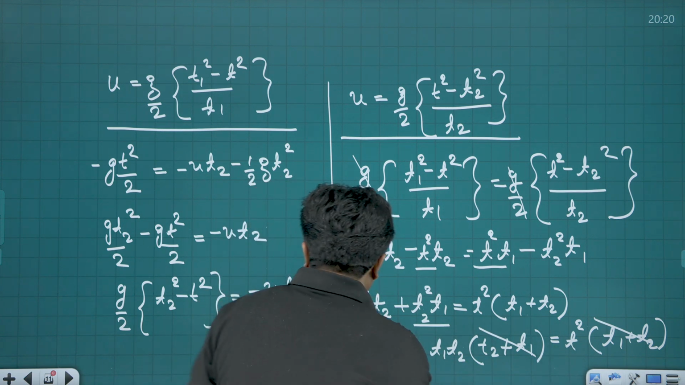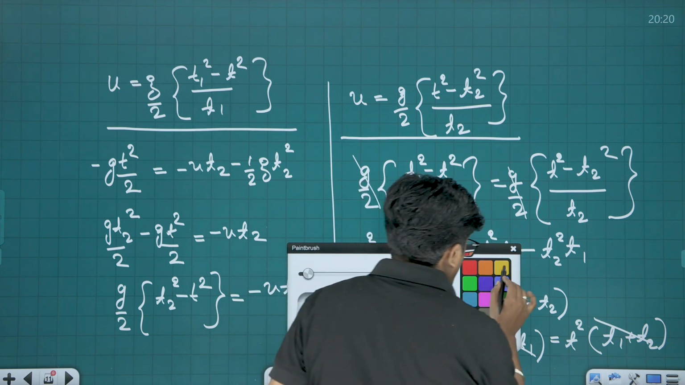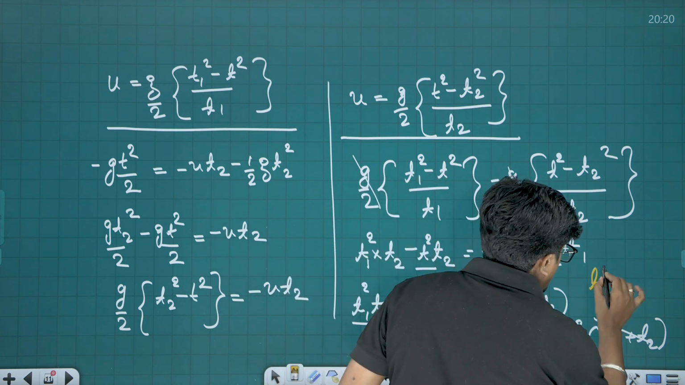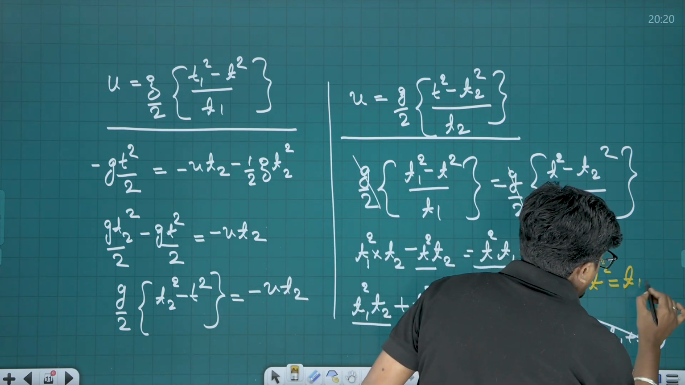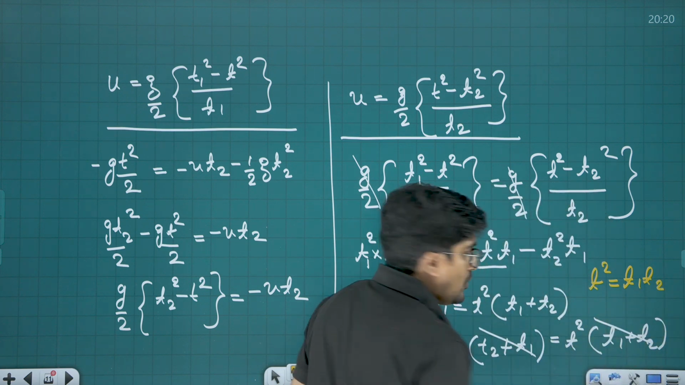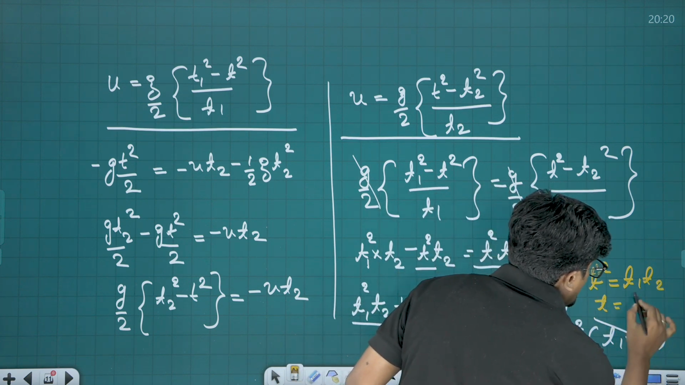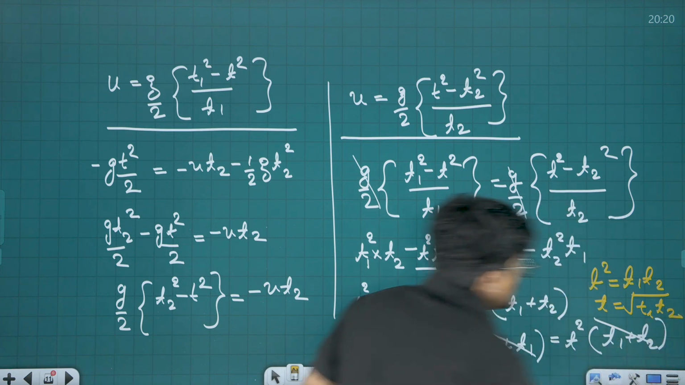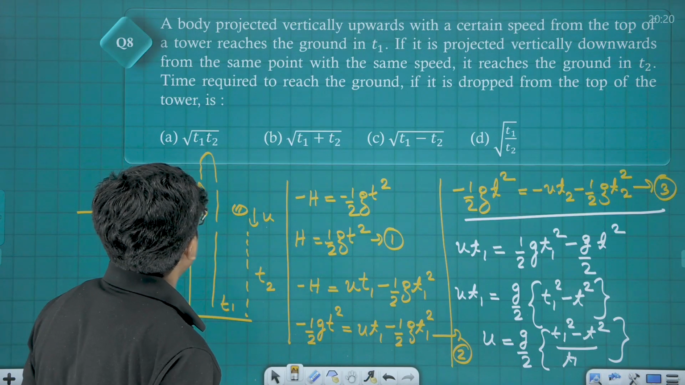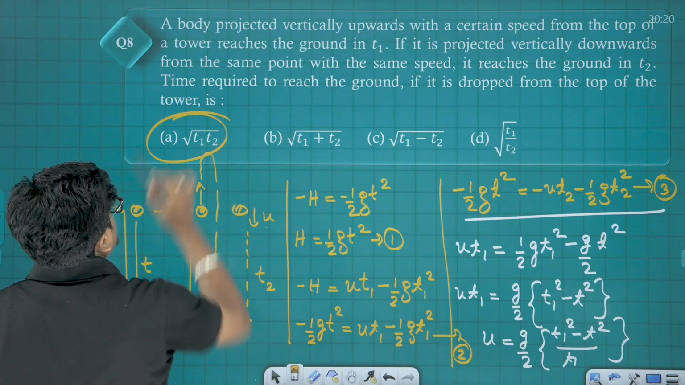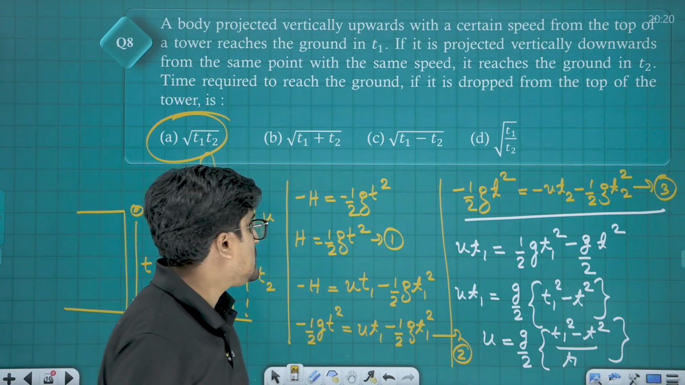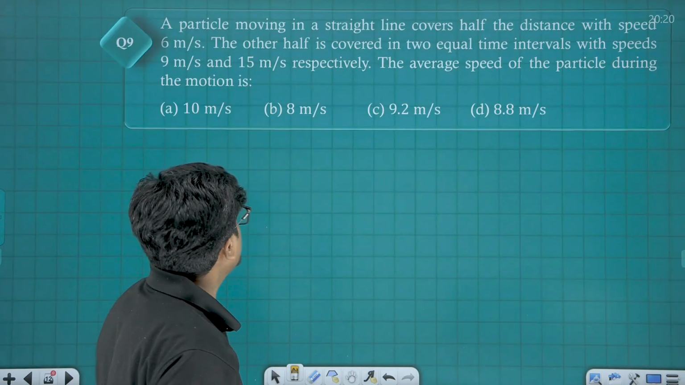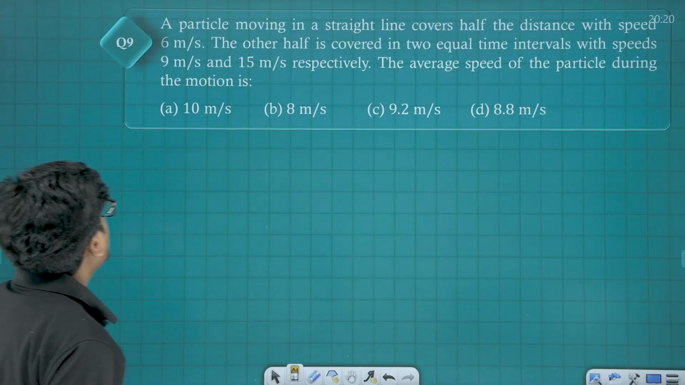I repeat, T square equals T1 into T2, or I can say T equal to root of T1 into T2. Now comparing with the options, option A must be the correct answer. Alright, so the next one is question number 9.